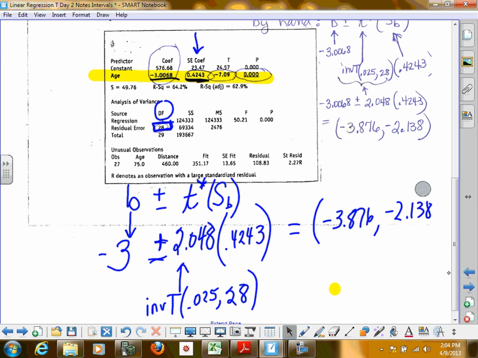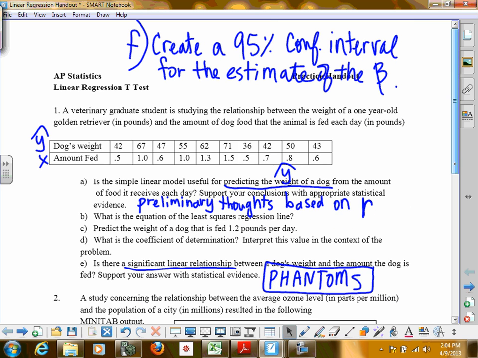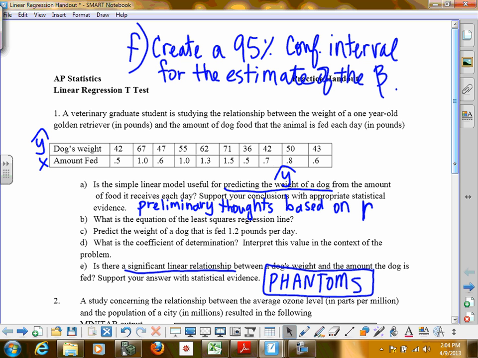Now, I need to explain to you that on your homework, so please turn to your homework. I want to talk to you about this page. You have 4 problems. Problem number 1 addresses individual data. I tell you what, I want you to just do number 1 and 2, and I want you to do problems E and F. F is an added problem. It's a 95% confidence interval for the estimate of the slope. So do E and F for problem 1 and problem 2.